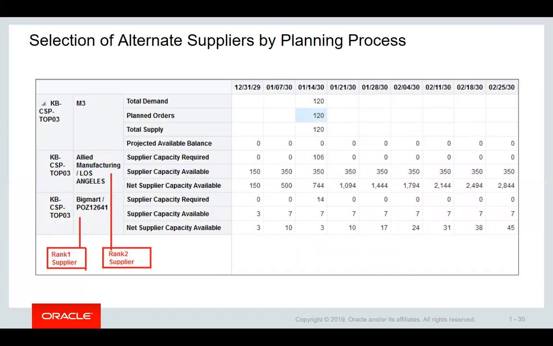Here we have an example of selection of an alternate supplier by the planning process. In this example, supply planning has selected an alternate supplier since the primary supplier, Big Mart, has insufficient supplier capacity to fulfill the demand on time.